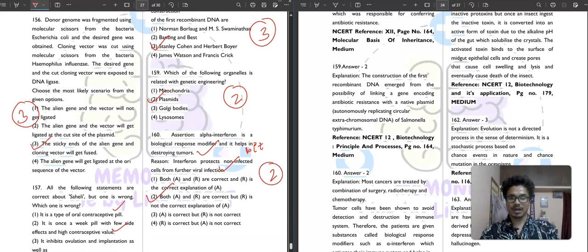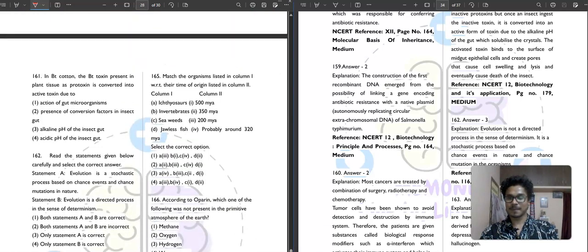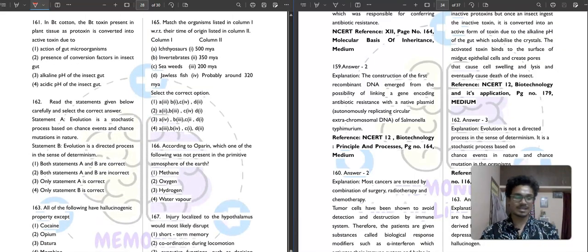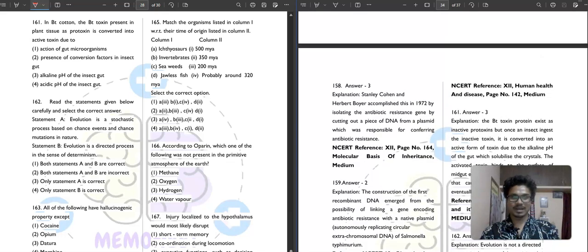Then question number 161. It is saying that in Bt cotton, the Bt toxin present in the plant tissue as protoxin is converted into active toxin due to the alkaline pH of the insect gut. This question came several times, that's why I don't need to read the full question. This is very easy.